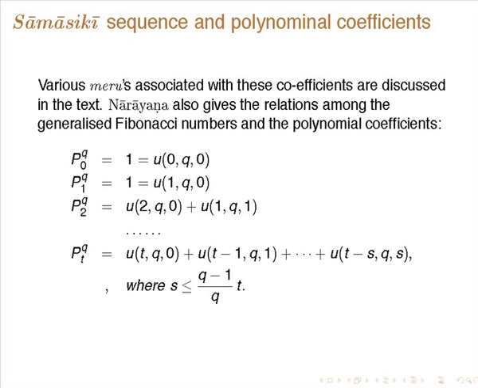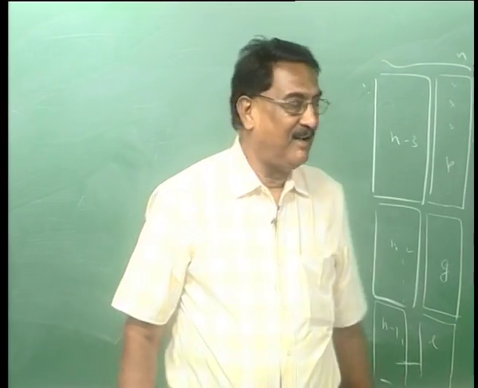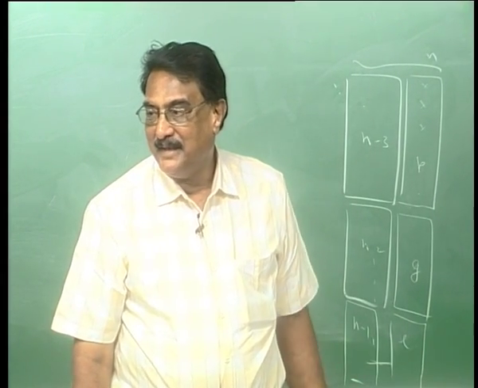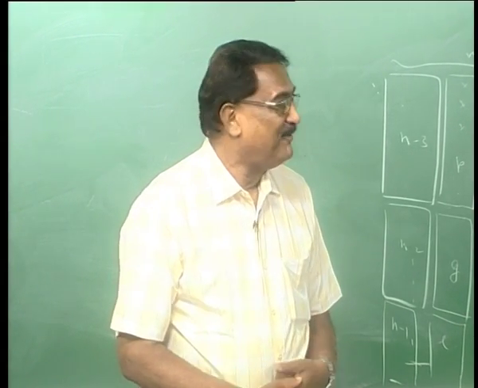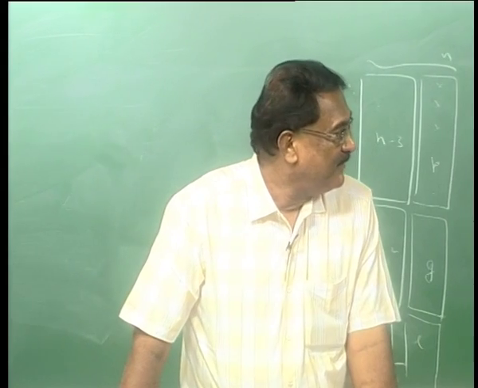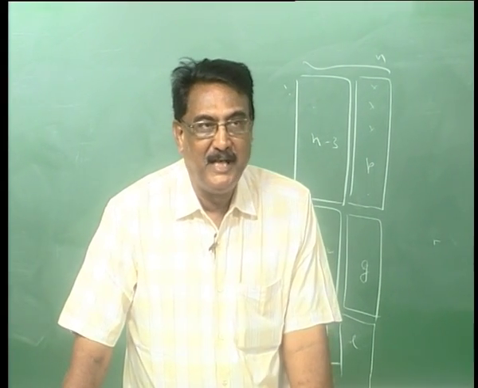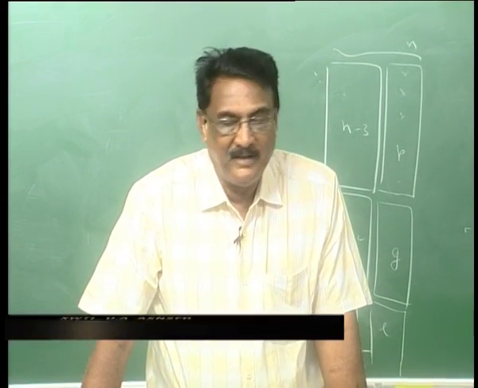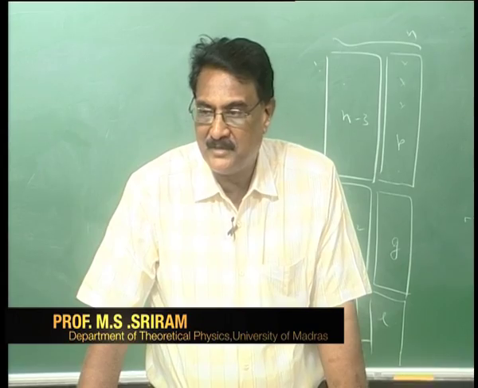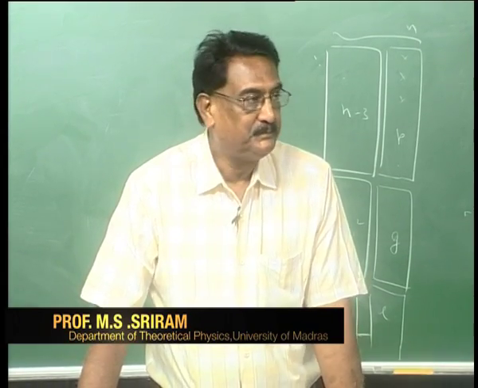And then he gives the relations between these generalized Fibonacci numbers and these u's, so this is very interesting. It's fairly advanced, you know. It's just the 14th century, remember. All these things became very common currency much later in other countries. So he seems to be quite comfortable with these fairly advanced topics. So I've given a glimpse of Ganitakaumudi, some of the important results. Some more things will be discussed by Professor Srinivas. So okay, I will stop here.